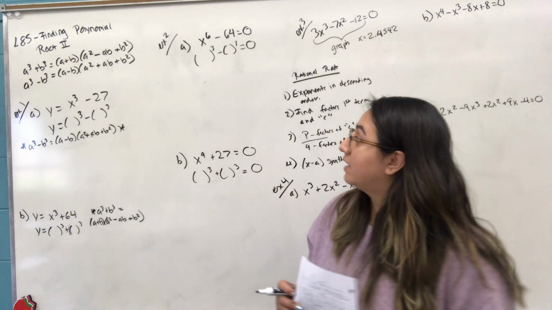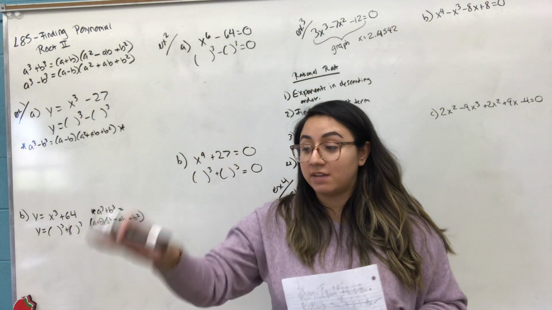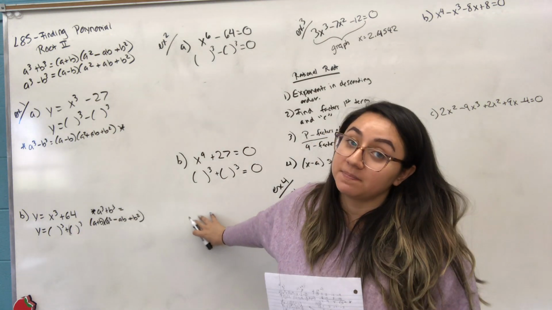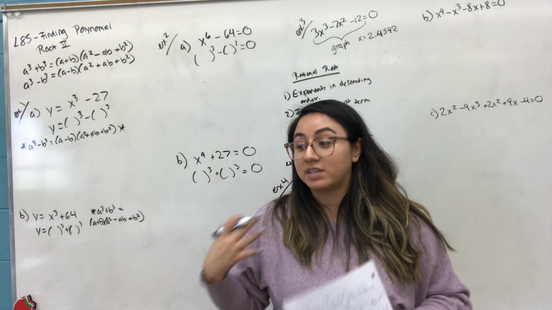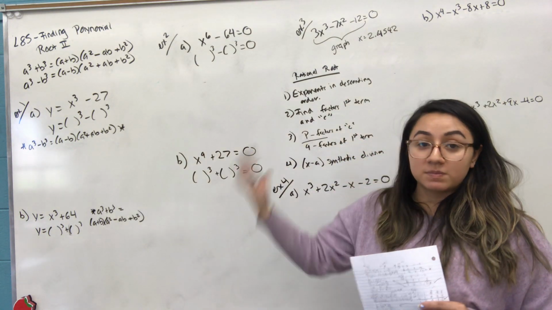Lesson 85, page 598. Again, I highly advise you to have the book in front of you, especially for this lesson. The lesson will be very hard without the book and you seeing the whole picture of it. Here we have finding polynomials, part 2.